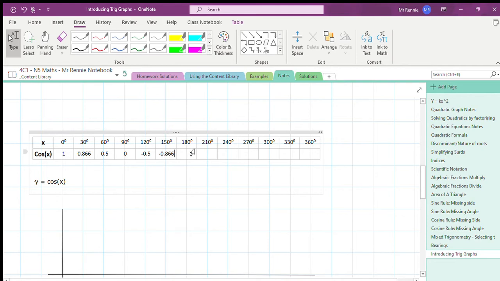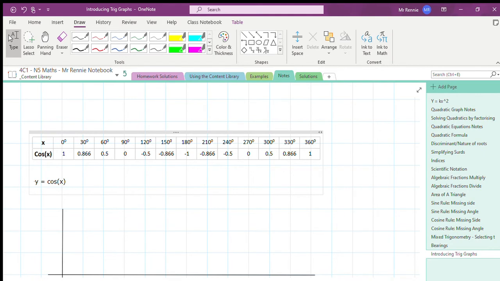You should be checking you get these in your calculator too. Cos of 180 is negative 1. Continuing, cos of 210, we're back at negative 0.866. Cos of 240 is negative 0.5. Cos of 270, we're back at 0. Cos of 300 is 0.5 again. Cos of 330 is 0.866. And cos of 360, we are back up to 1. So those are the values that you should get in your table.